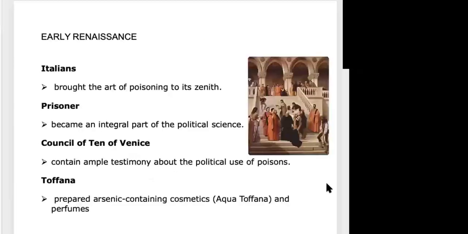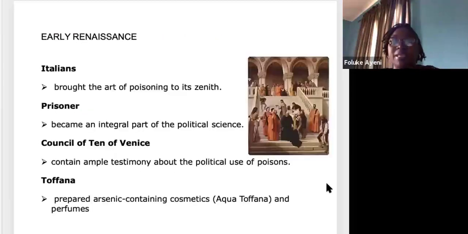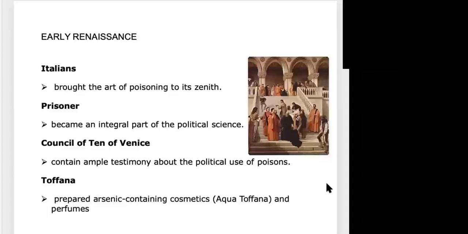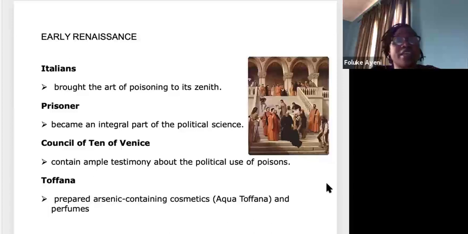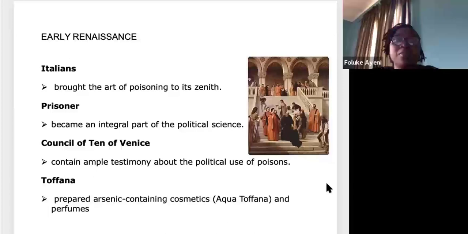In particular, this woman, Aqua Tofana, prepared some medications, some cosmetics, and some perfumes containing the toxic material arsenic. But still, it was regulated. It was not used commonly, but it was accessible under regulations to maybe highly placed individuals or kings or warlords that wanted to use them against others.